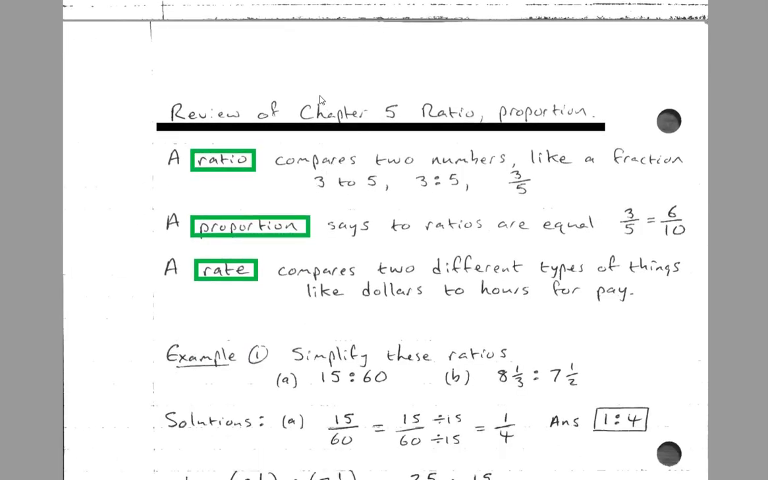All right, so next chapter, chapter 5, we looked at ratios. With ratios, you're just comparing two numbers, just like a fraction. So 3 to 5 is a ratio. You can write it with a colon, 3:5. And as a fraction, the first number goes on top, the second number on the bottom.